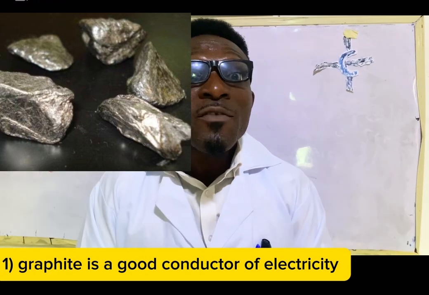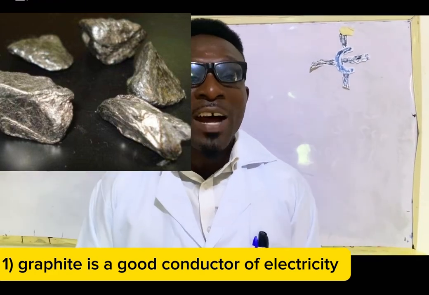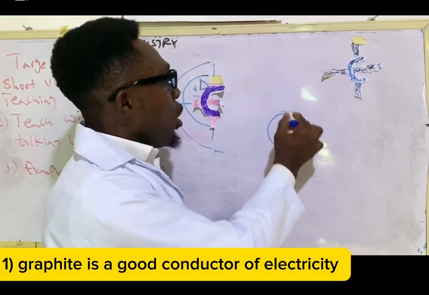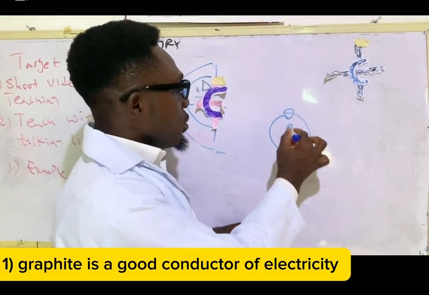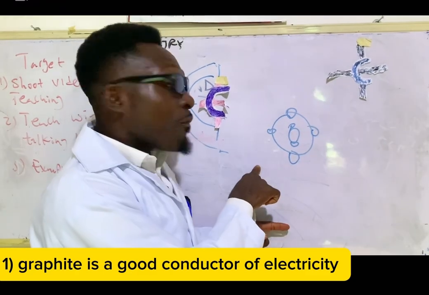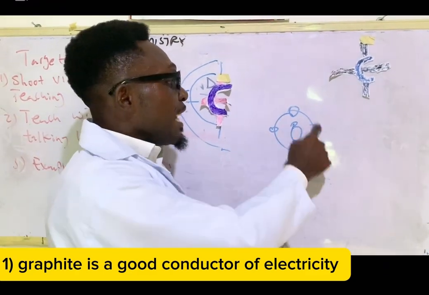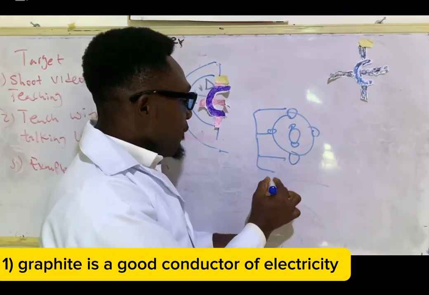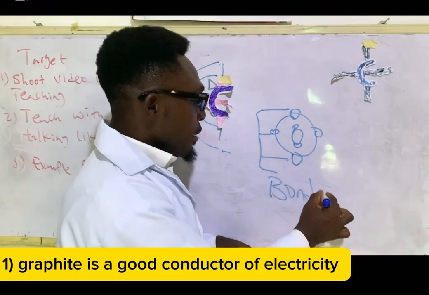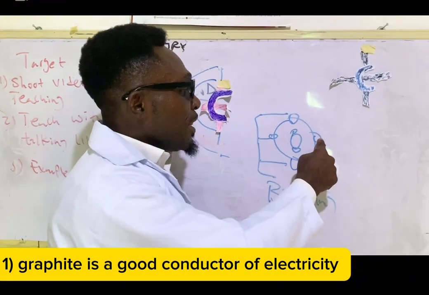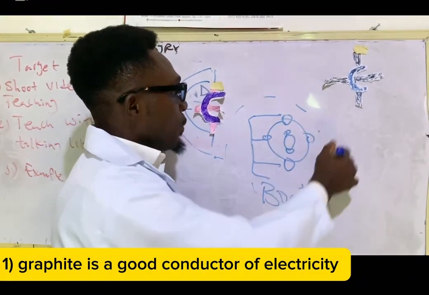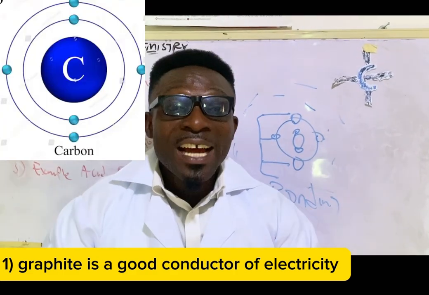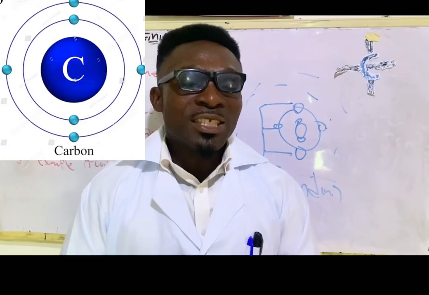It simply means it has a free mobile electron. How? Now let me give you an explanation of what makes graphite a good conductor of electricity. Here on the board we have the four valence electrons of graphite. Of these four valence electrons, three of them are involved in bonding, in bond formation. Why is this one free to move about? This makes graphite a good conductor of electricity.